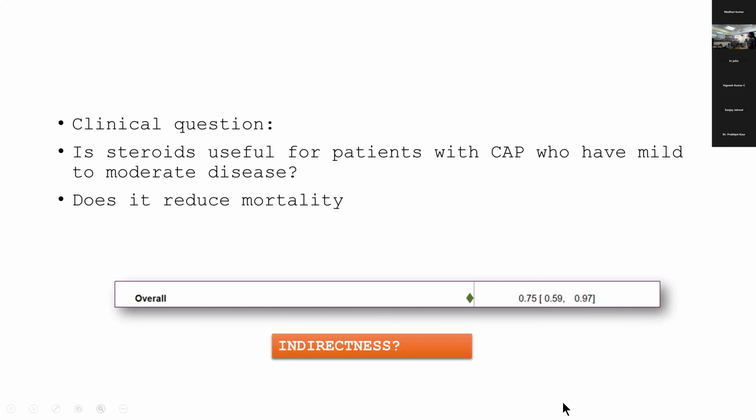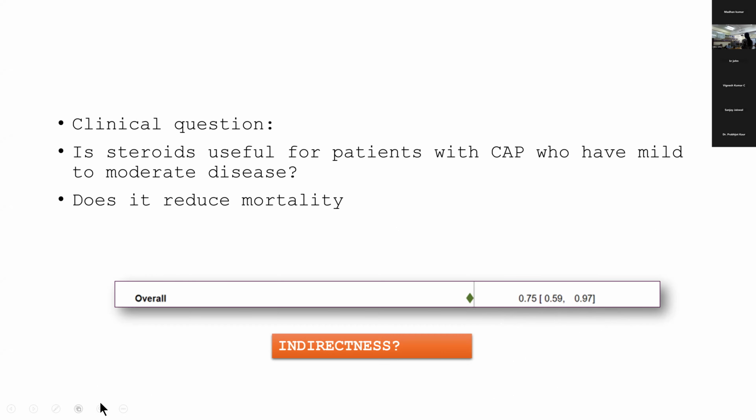Now, my question is this. Are steroids useful for patients with community-acquired pneumonia who have mild to moderate disease? Does it reduce mortality? Now, if I look at my overall study result for that particular outcome, what do you see? It's 0.75 and the confidence interval is 0.59 to 0.97, which actually favors the steroids. So here, is there indirectness in my outcome?